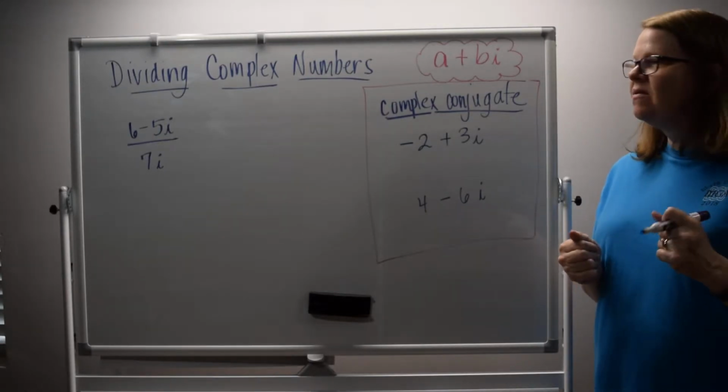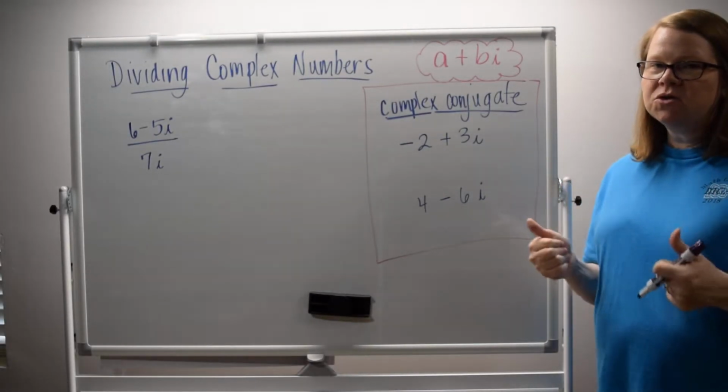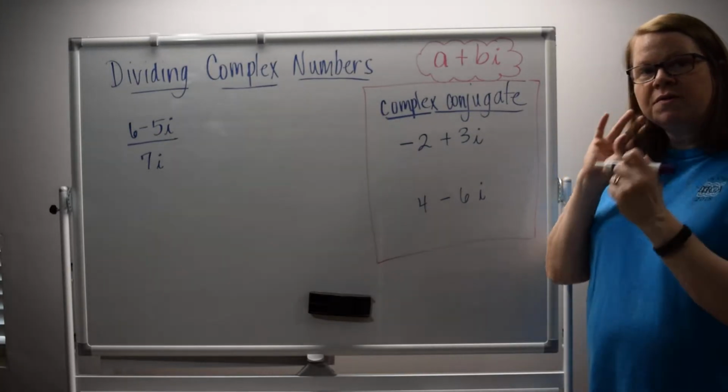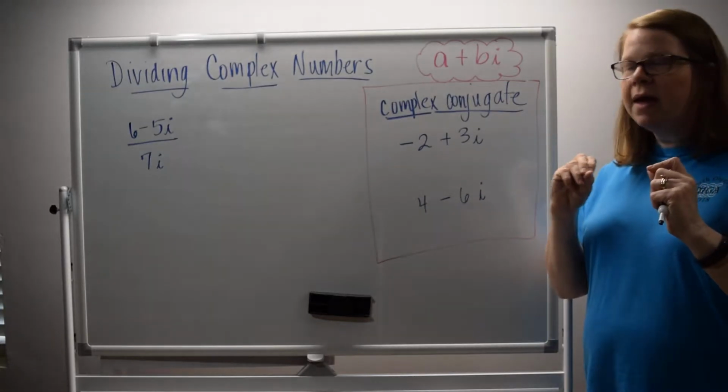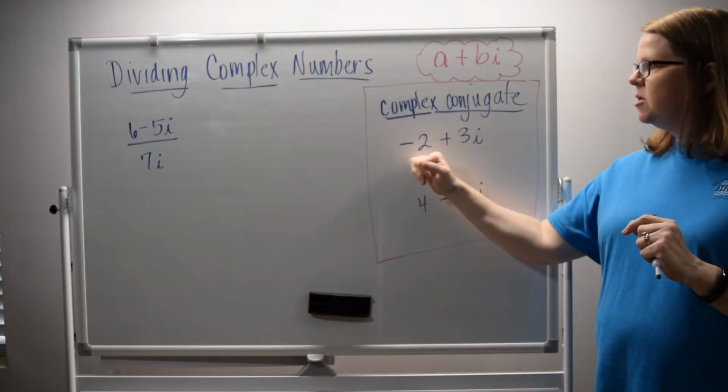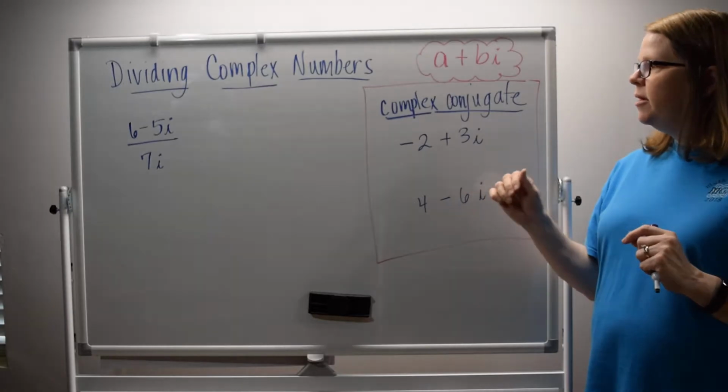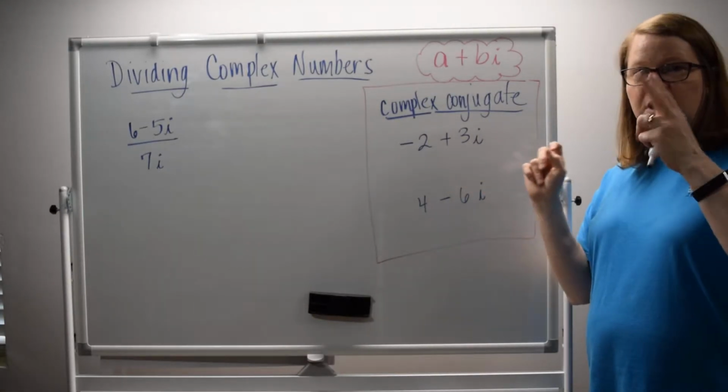Well, let's take a look at dividing complex numbers. The first thing you've got to know how to do in order to divide complex numbers is to remember what a complex conjugate is. So let's review that real quick. A complex conjugate means you just take the original term and you change the imaginary number to the opposite sign.